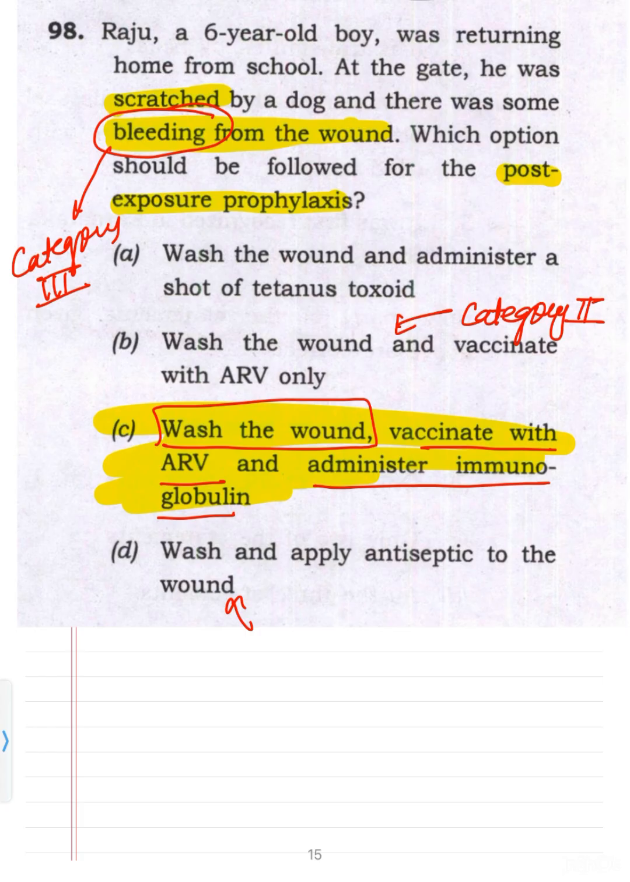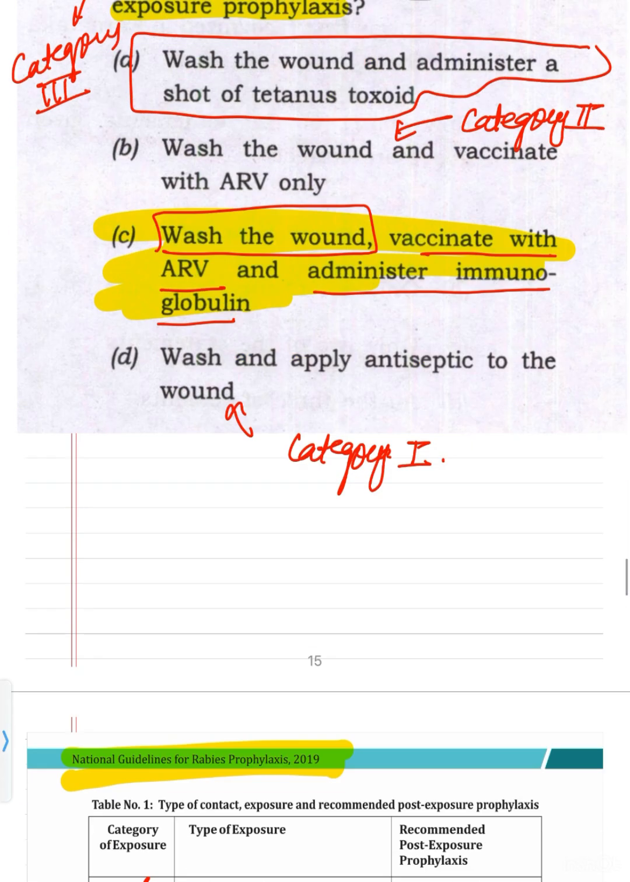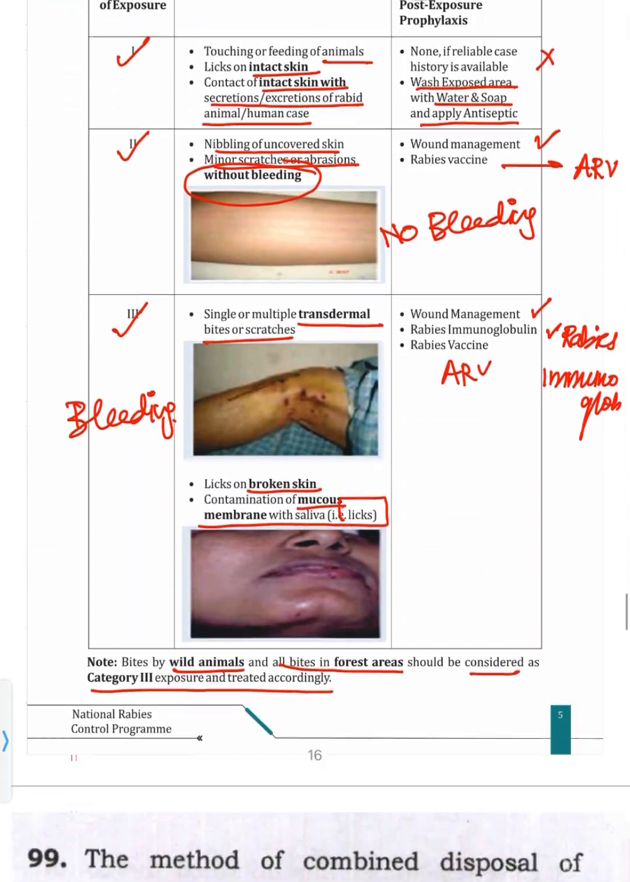This would have been if it had been category 1. Wash the wound and administer a shot of tetanus toxoid. This would have been if it had not been bitten by the dog, but rather it was just a normal laceration or abrasion, not by the dog, or also a contaminated one.